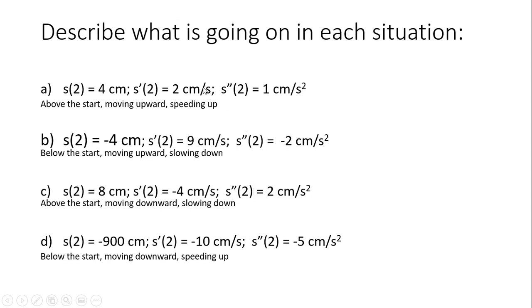So look out for the signs of these two things, velocity and acceleration. If they're the same, as in the case of A and D, I am speeding up. If they're different, as in the case of B and C, then it means I'm slowing down.